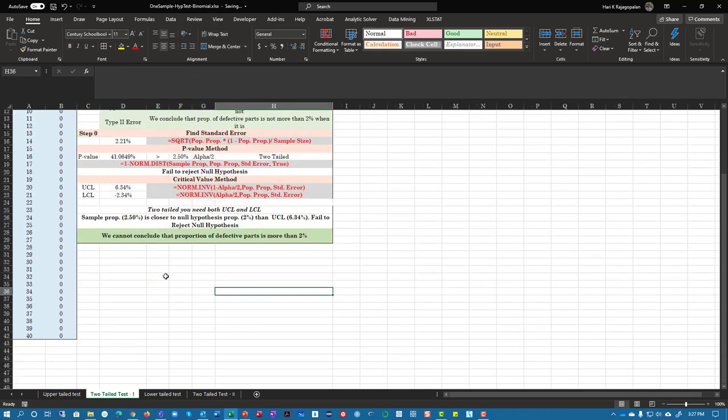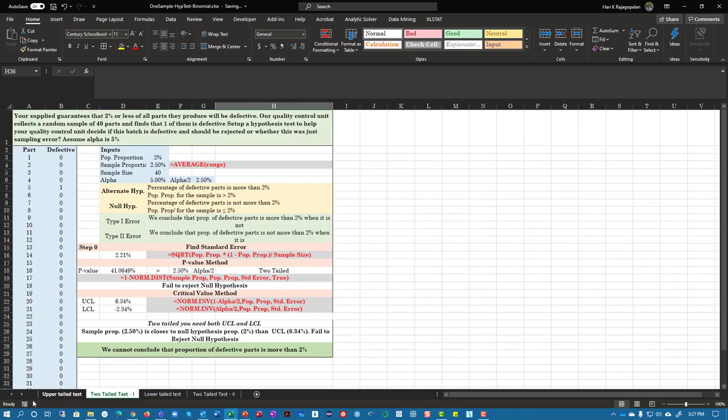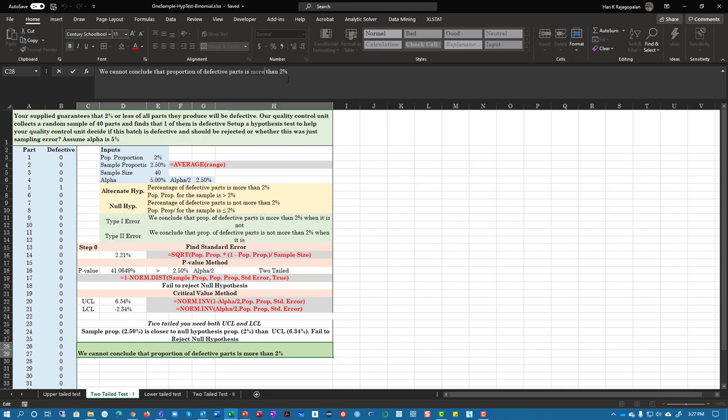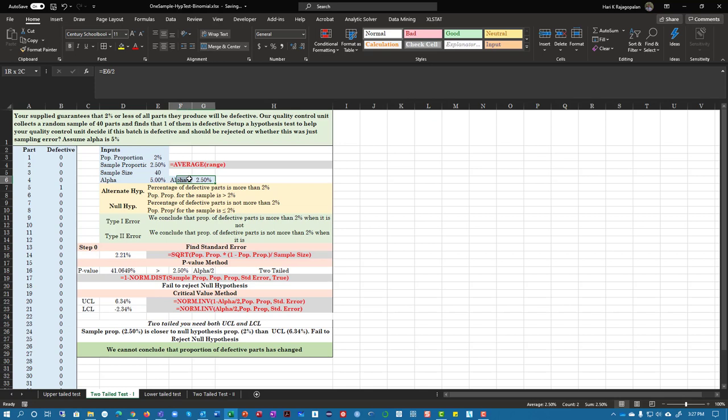Very similar when you do the two-tailed test, except your hypothesis is not concluding that things are more, but that the proportion of defective parts has changed, right? Because that's really what you're testing in a two-tailed test, not more or less, but basically that it's changed. And so same thing, except now you're going to focus on alpha by 2 instead of alpha. Your alternate and null hypothesis and type 1, type 2 error are here. And so here now you're comparing your p-value to alpha by 2.